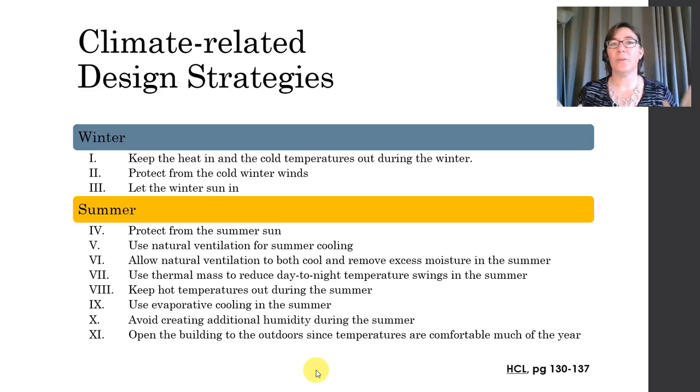And they're split into two headings. One is winter, one is summer. So the winter design strategies are appropriate for those climates that are heating load dominant. They're cold climates. And so your top priorities are going to be those that are most effective during winter. Your cooling load dominant climates will be more influenced by the bottom half of our list here, the summer design strategies.